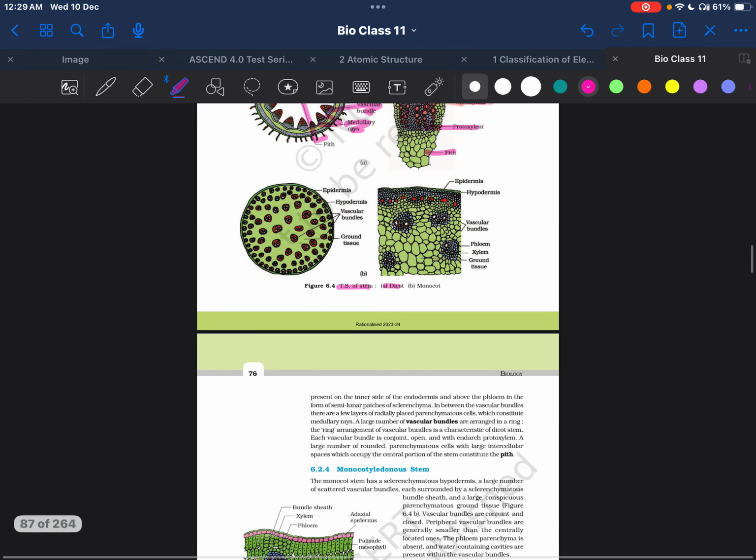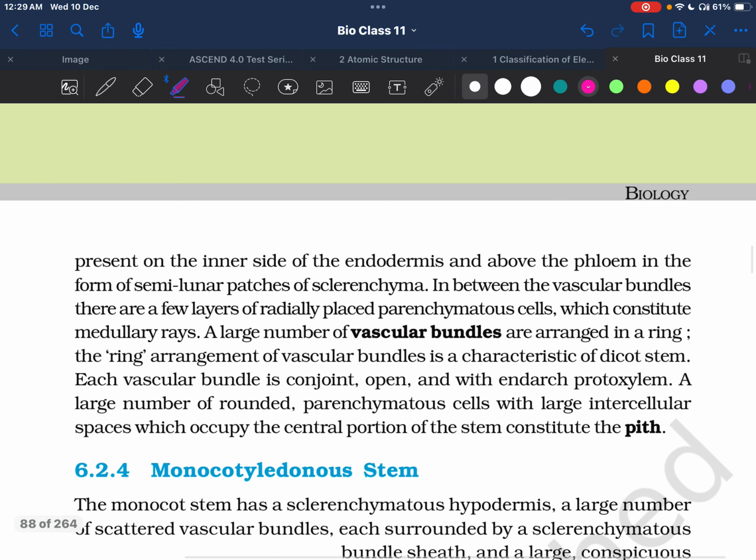Pericycle is present on the inner side of the endodermis and above the phloem in the form of semilunar patches of sclerenchyma. In between the vascular bundles, there are a few layers of radially placed parenchymatous cells, which constitute medullary rays. A large number of vascular bundles are arranged in a ring. The ring arrangement of vascular bundles is a characteristic of dicot stem. Each vascular bundle is conjoint, open, and with endarch protoxylem. A large number of rounded parenchymatous cells with large intercellular spaces, which occupy the central portion of the stem, constitute the pith.